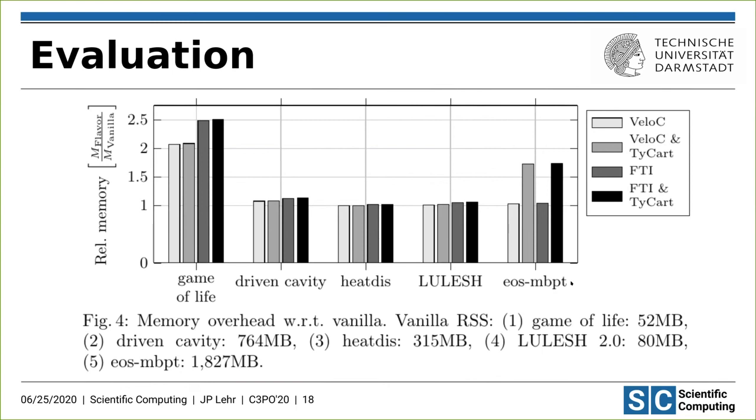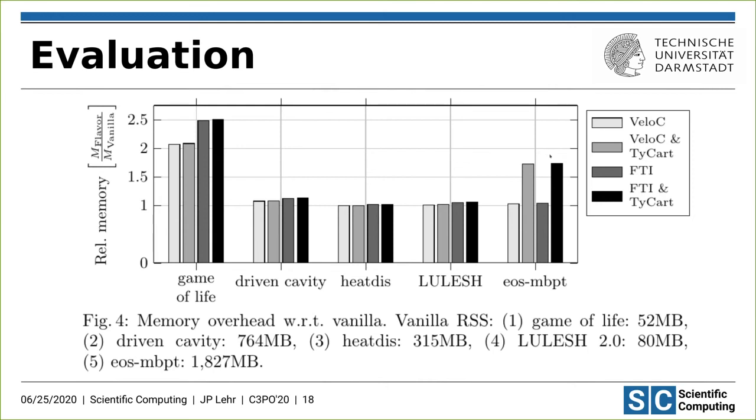The same picture we have here for the memory that we introduce in addition. So again, please always compare those two bars next to each other for the additional overhead that our approach introduces. We see again that we do not add significant overhead in most of the benchmarks, again, except the EOS MBPT application here.